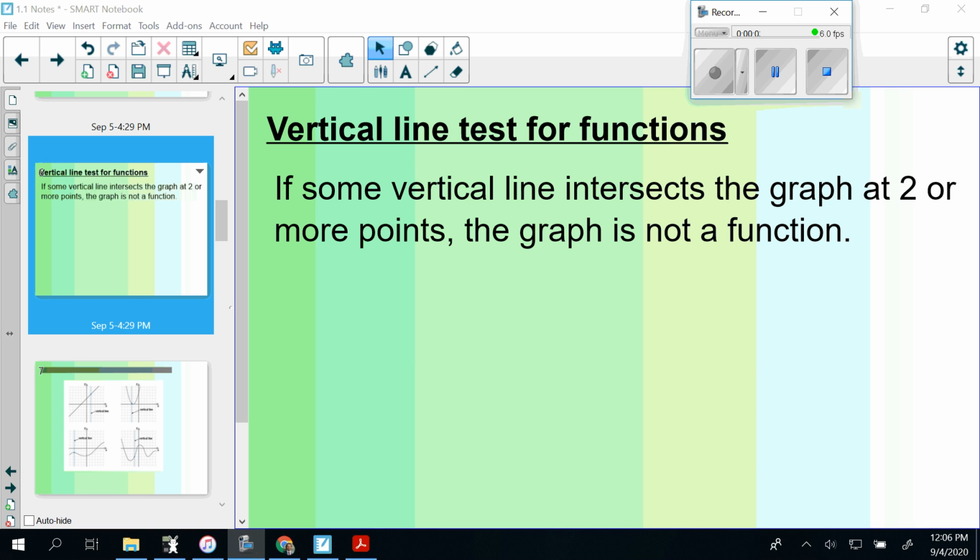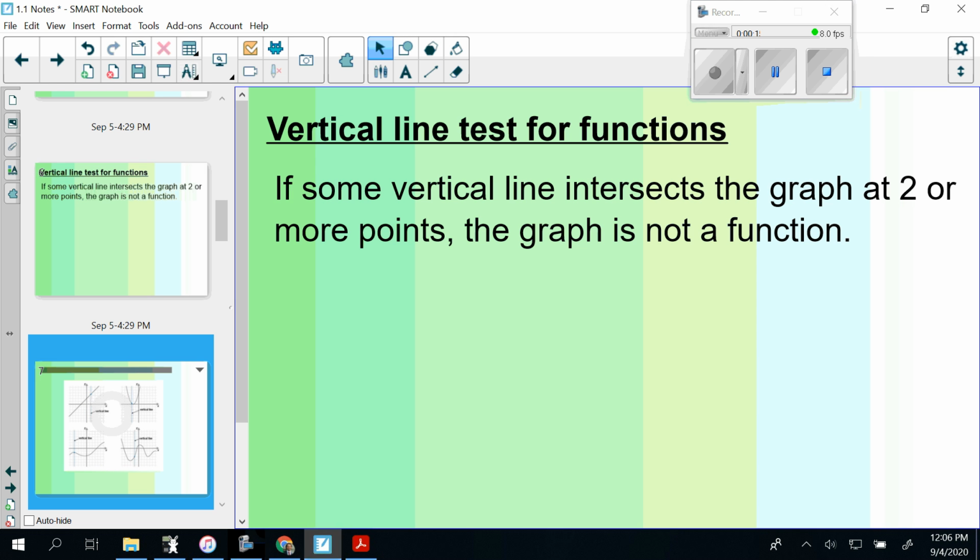Okay, vertical line tests for functions. This is a test that we can use to see if something is a function or not. So if a vertical line intersects the graph at 2 or more points, the graph is not a function. Let's take a look at some examples here.